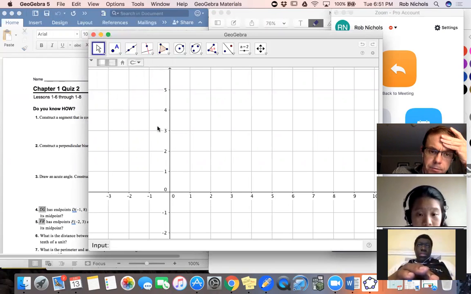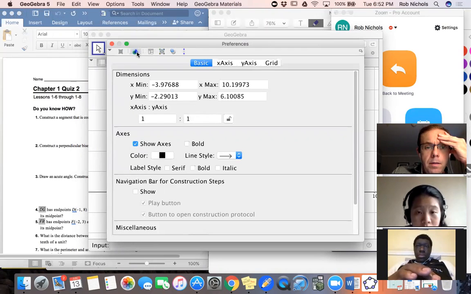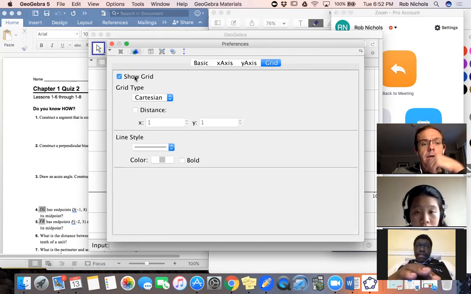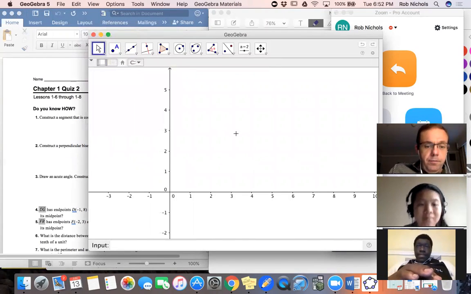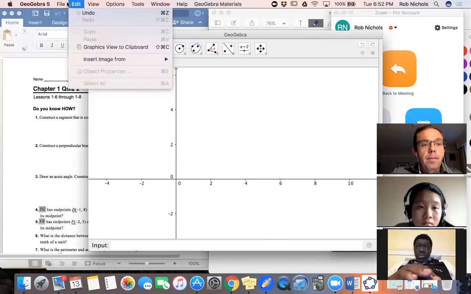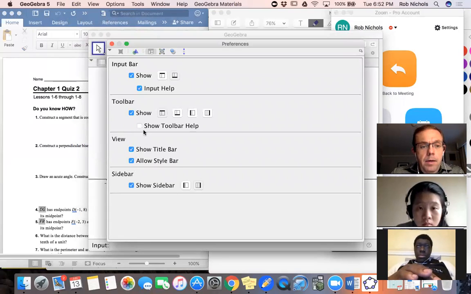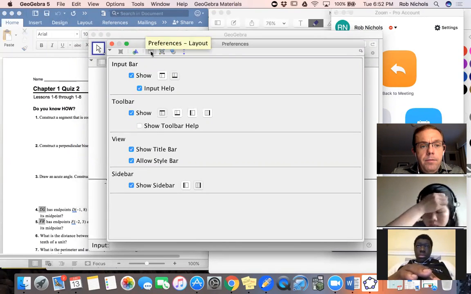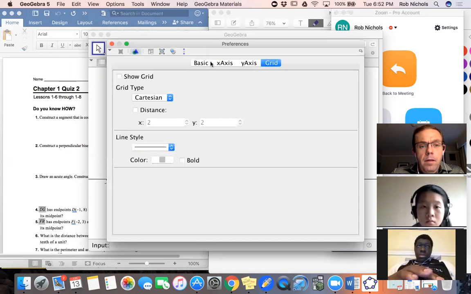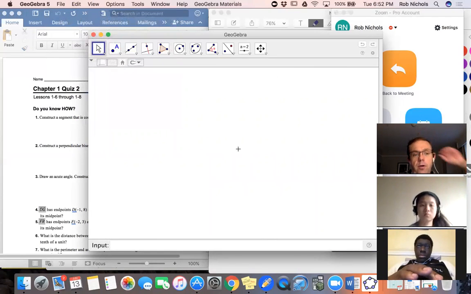So I kind of want to get off the grid because I don't really need the grid. Here's the grid. Show grid. Oh, there we go. Done. Okay, so I just took off the grid. And I could probably take off the exit. So let me do that too. So there we go. And then preferences. Show x-axis, take that off, show y-axis. So I just took off the axes. Okay, so we're going to do two things.